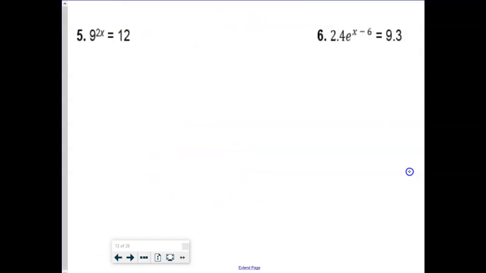All right, let's take a look at number 5. I don't think we've done this one yet. So we have 9 to the 2x power equals 12. And at first glance, kids are thinking 9 and 12 have something in common. Mathematically, they do have something in common. The problem is they don't have a base in common. Can you think of any way to rewrite a 9 and a 12 together? Because I can't. No, Adam. No.